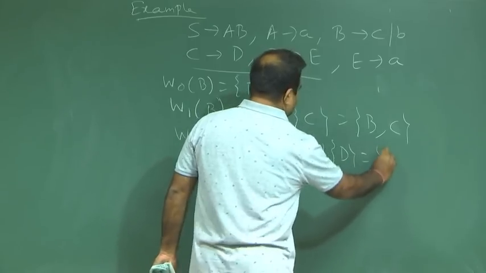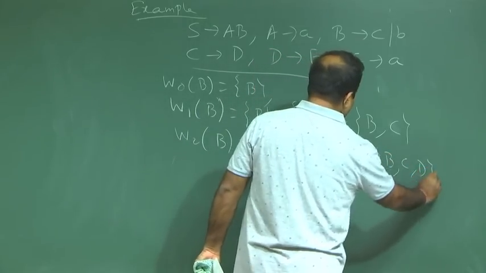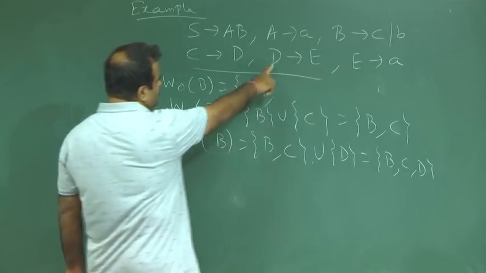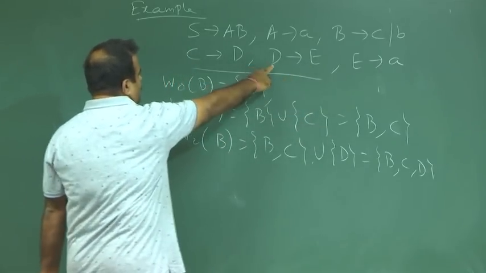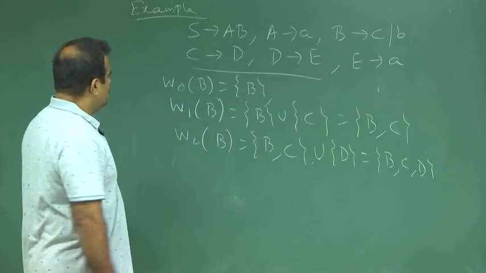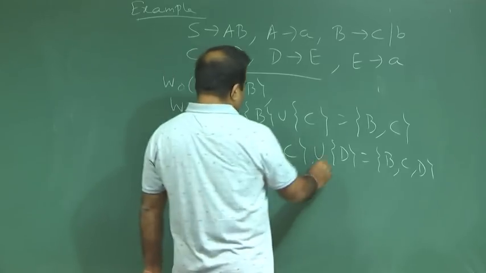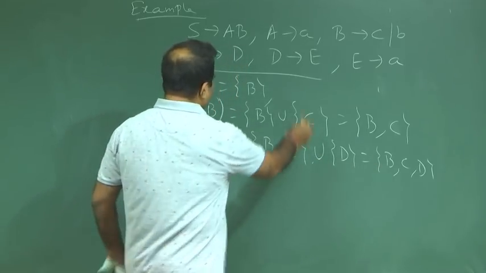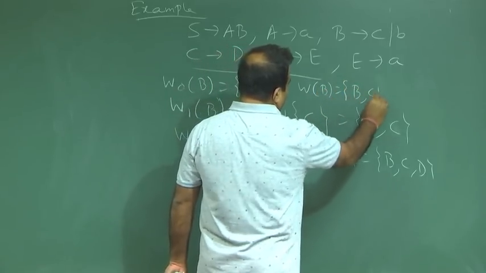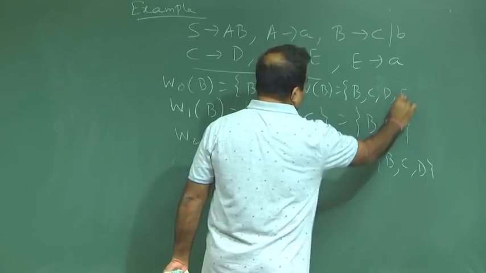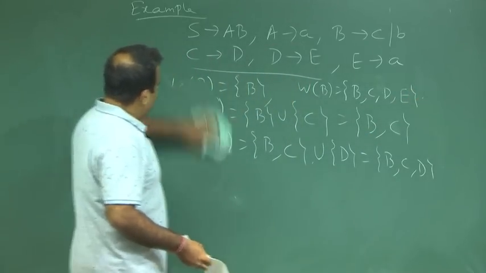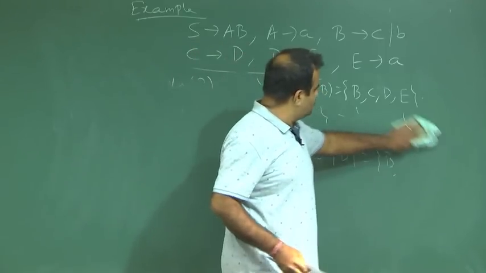So, this will give us B, C, D, and if we continue this, ultimately E will be added, because once D is added, E is derived from D and D is derived from B. So, E is derived from B, and in the next step E will be added. That means W of B is nothing but B, C, D and E. This way we will construct the derivable set.